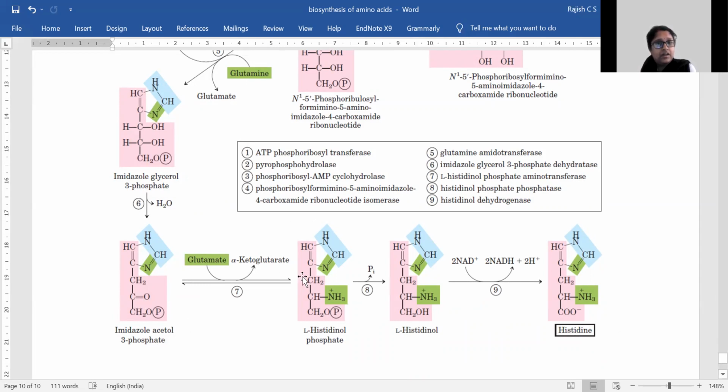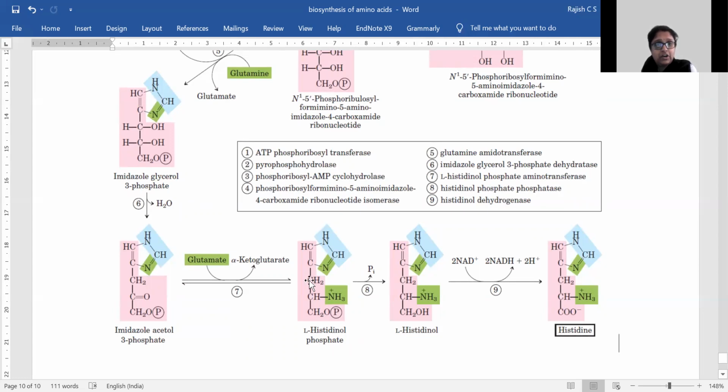Now, an amino group is added to this. So we have a C double bond O, and instead of the alpha keto acid, an amino group is added, and that is done by an aminotransferase enzyme, L-histidinol phosphate aminotransferase. When the amino group is added, that will lead to the formation of histidinol phosphate.